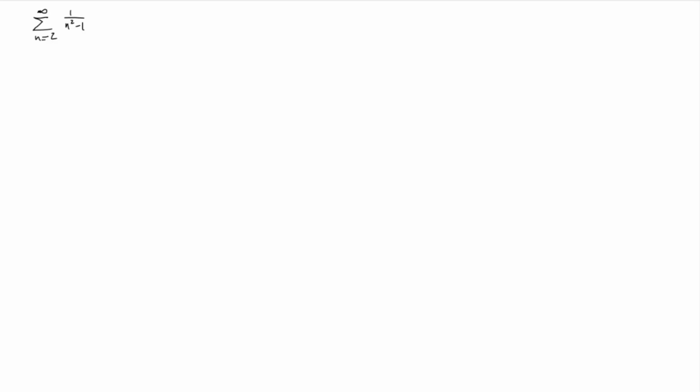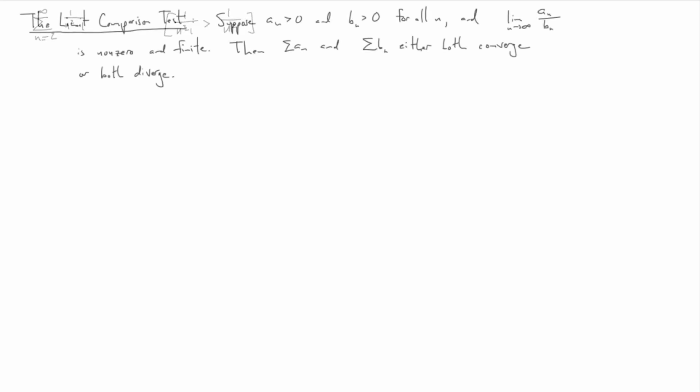On the other hand, we can't use the comparison test here, because to use the comparison test, we'd have to show that the terms of this series are less than the terms of the series 1 over n squared, but they're not. It's exactly the opposite. The terms of the series 1 over n squared minus 1 are larger than the terms of the series 1 over n squared. And since the series 1 over n squared converges, we can't use the comparison test to say that the series 1 over n squared minus 1 converges, even though we certainly feel like it ought to converge. And here's where we need the limit comparison test.